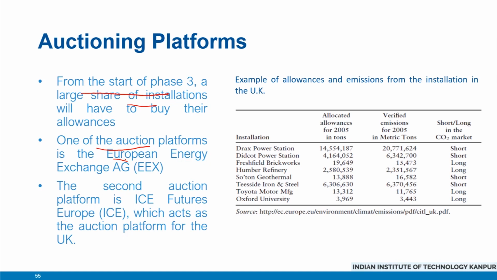In fact, EEX is also currently being used by Poland. And the second auction platform is ICE, which acts as the auction platform for the UK, which is also growing in size rapidly. And since EU emission allowances are fungible, EUAs obtained from either auction platform can be used to comply with the EU ETS. Just an example of allowances and emissions in the UK, you can see the name of the installation, the allocated allowances in terms of tons, their verified emissions, and depending upon whether allowances are surplus as compared to emissions or vice versa, their short and long position can be computed.